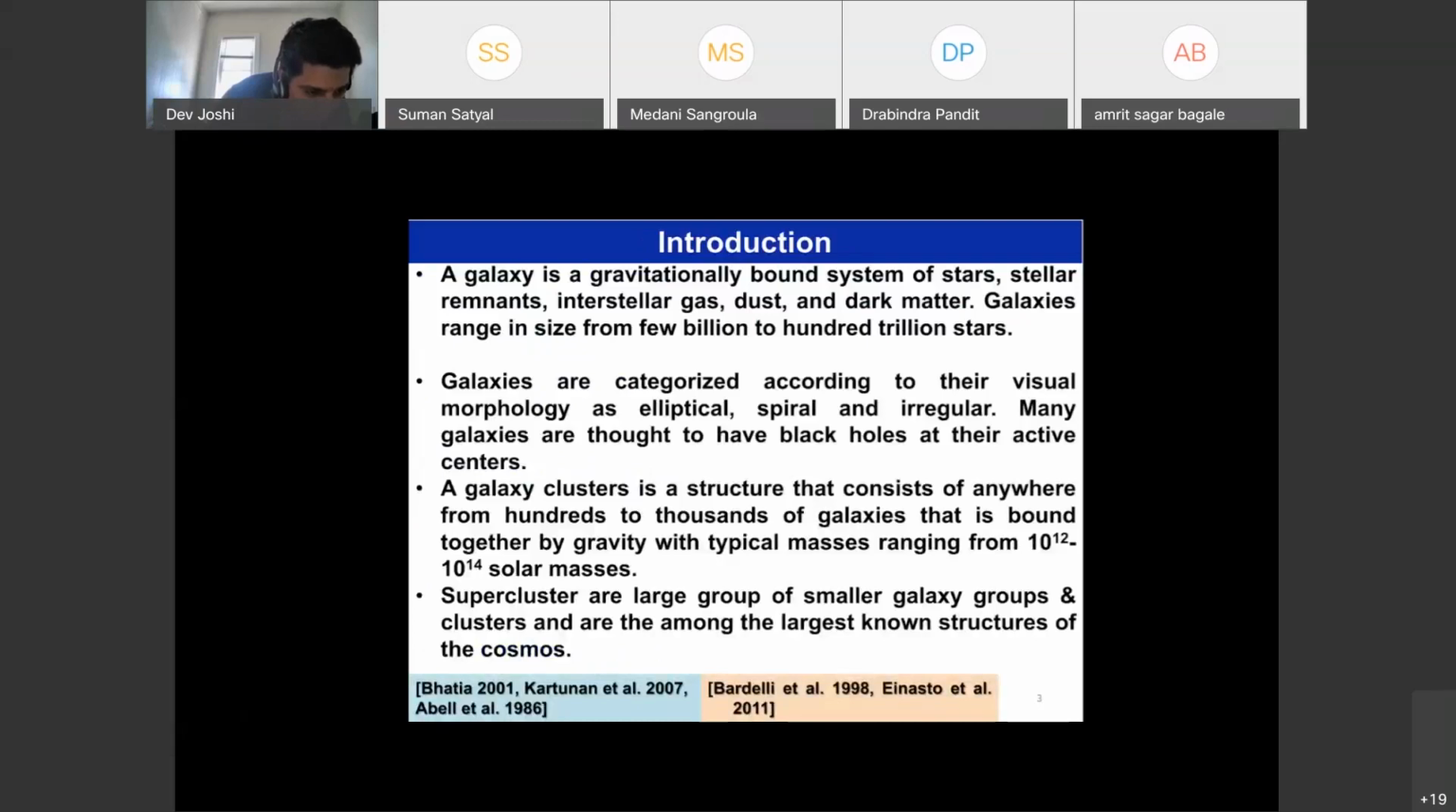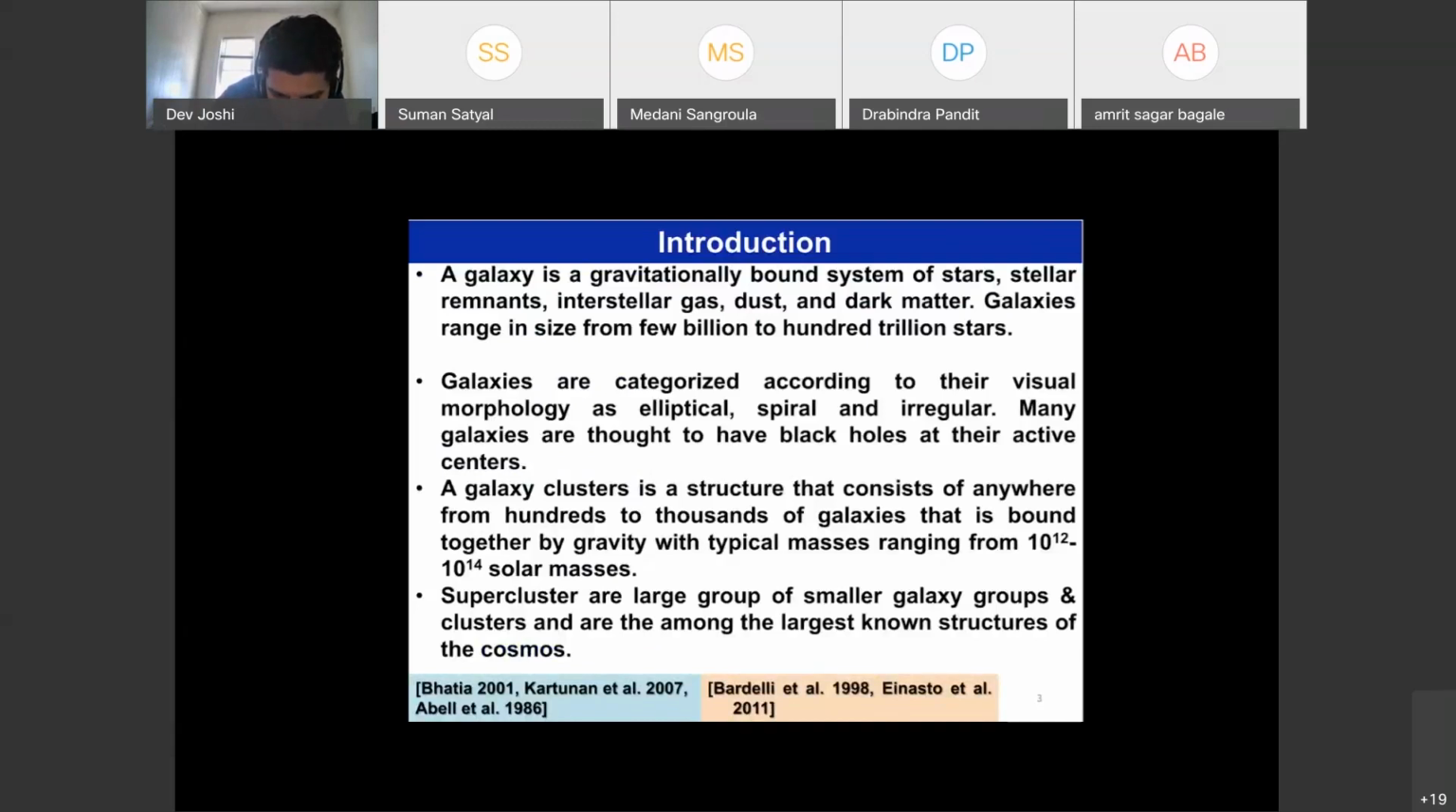Now, introduction. A galaxy is a gravitationally bound system of stars, stellar remains, interstellar gases, and dark matter. Galaxies range in size from a few billion to 100 trillion stars. Galaxies are categorized according to their visual morphology as elliptical, spiral, and irregular. Many galaxies are thought to have black holes at their active centers.